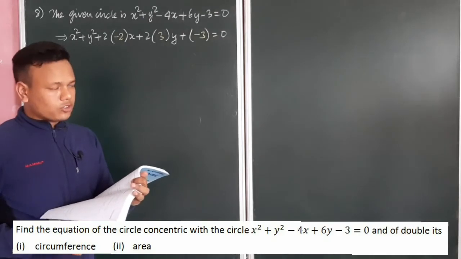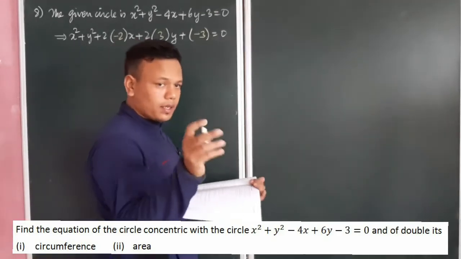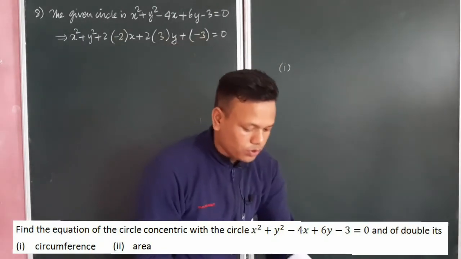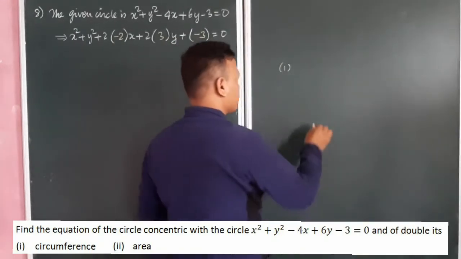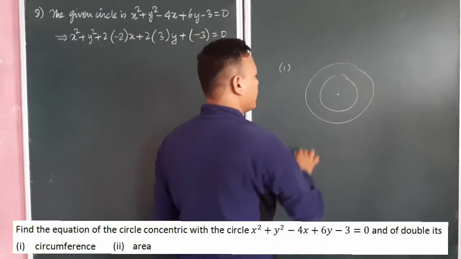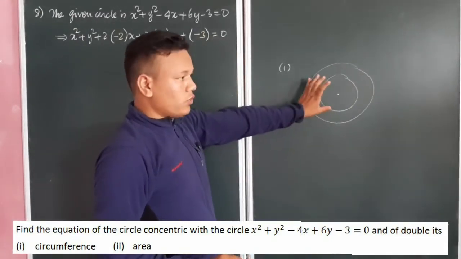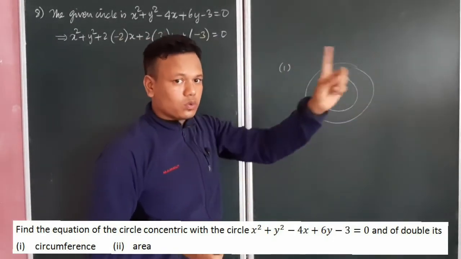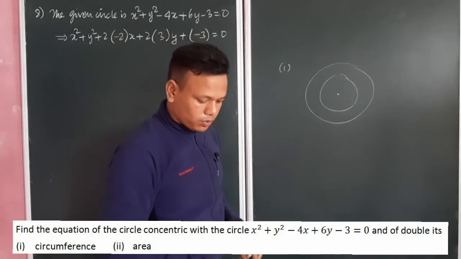What's the meaning of this? Let's try to understand. So let me explain you first one. So first case says you have to find the equation of the circle, concentric circle. So basically there are 2 circles. Now one of the equations is given and you have to find the equation of the other circle whose circumference is going to be double.